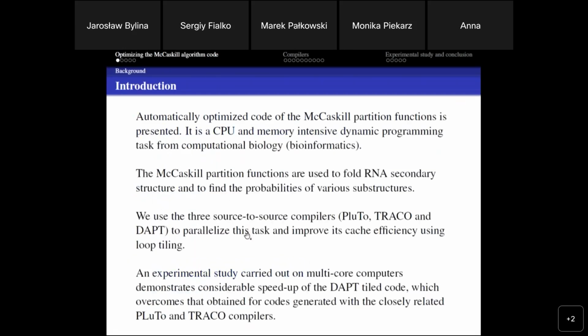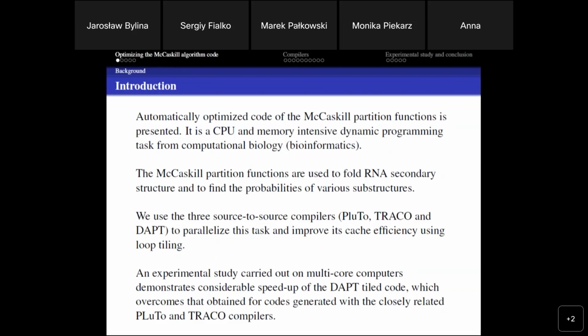Okay, so our target is to extract parallelism and to make output code in an automatic way. So these tools, Pluto, Traco, and DAPT, are source-to-source compilers. Traco and DAPT are our approaches. I think that Traco is a closed project, and our new research will be concerned with the DAPT compiler, because this new tiling strategy is better and more promising for our future research.